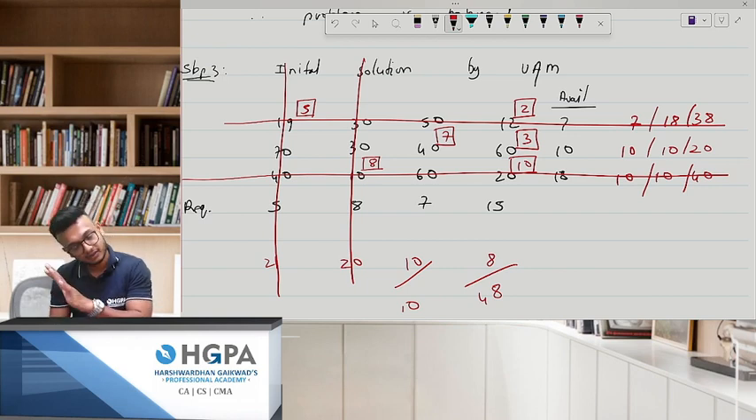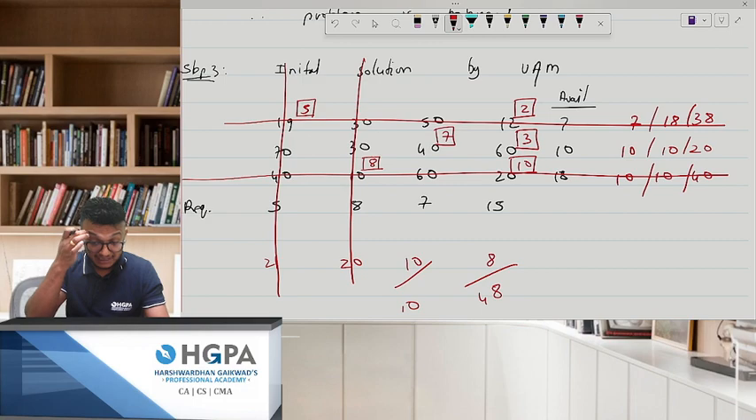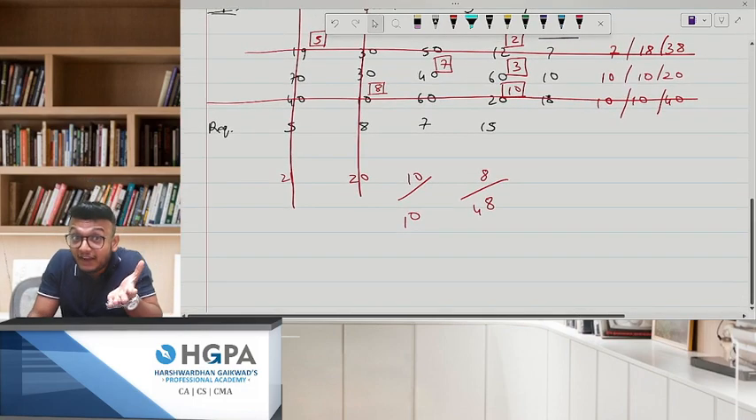If you were to do it, transportation is nothing. Okay. But is the sum over? No boss, the sum is not over. Sir, how to find out whether this solution is feasible or not?